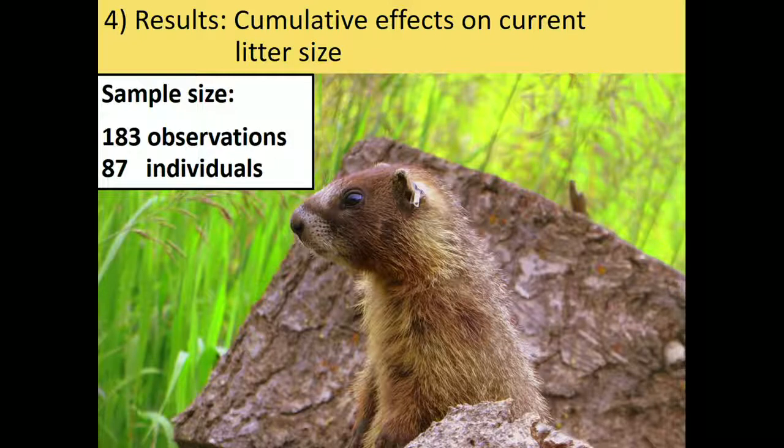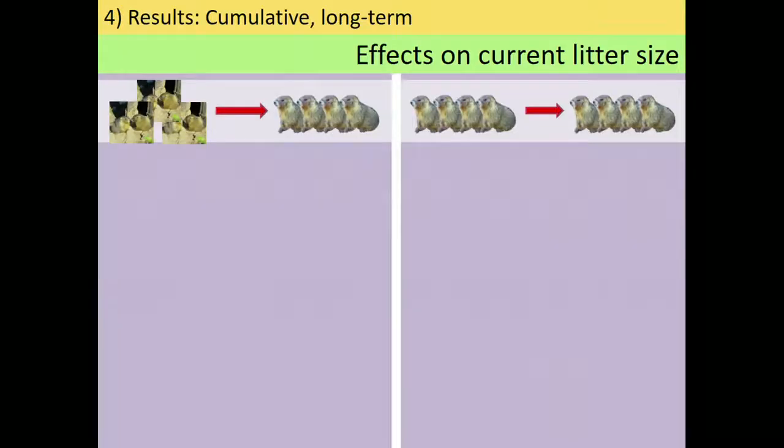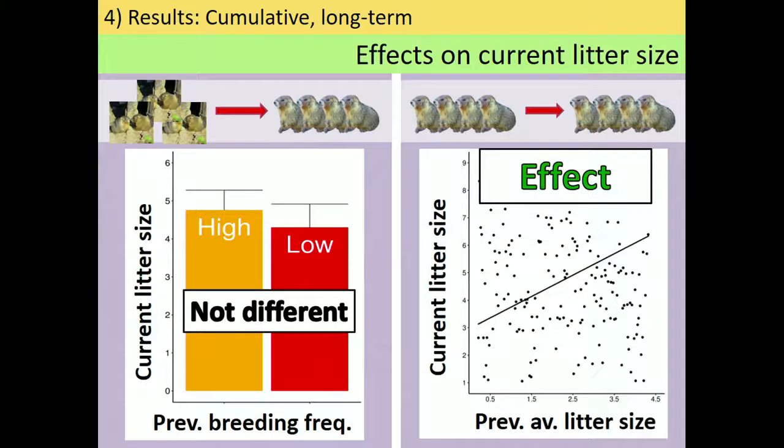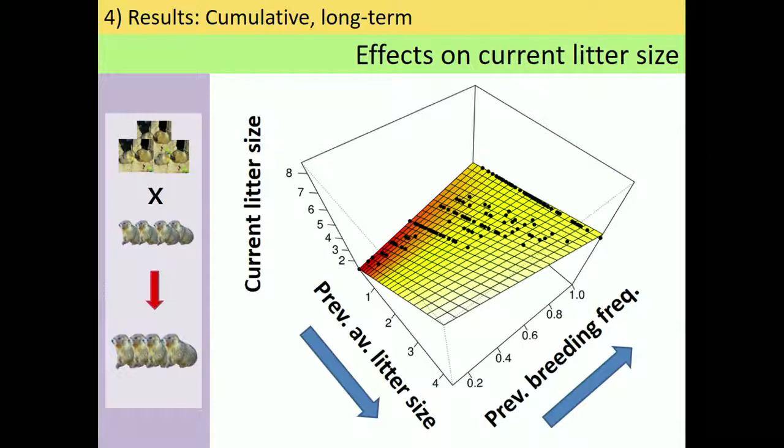What about the effect on current litter sizes? Well, first of all, again, there was no effect of just the breeding frequency on current litter size. But individuals which on average had higher litter sizes in the past also had higher litter sizes in the current year, which I'll get back to briefly in a moment. Then this graph essentially shows the same thing as the previous one, but this time you have current litter size on the z-axis. And the same parameter space has no data, for the same reasons I've mentioned before.